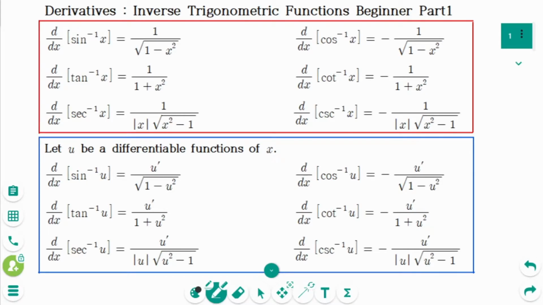This video will cover beginner part 1 questions regarding the topic of derivatives of inverse trigonometric functions. First, let's see why these formulas came out. I will prove it from arc sine of x.